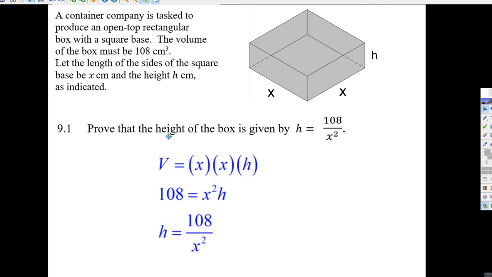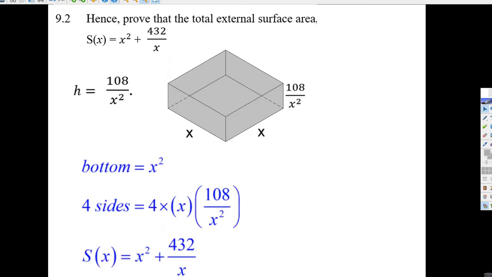Now, prove that the height of the box is 108 divided by x squared. Well, they give you the volume. The volume's 108. And you have to know that the way you get the volume of a box is to multiply the three dimensions together, x times x times h. Well, then you get x squared h. We're supposed to solve for h. We divide by x squared. There I've demonstrated why h is equal to 108 over x squared.